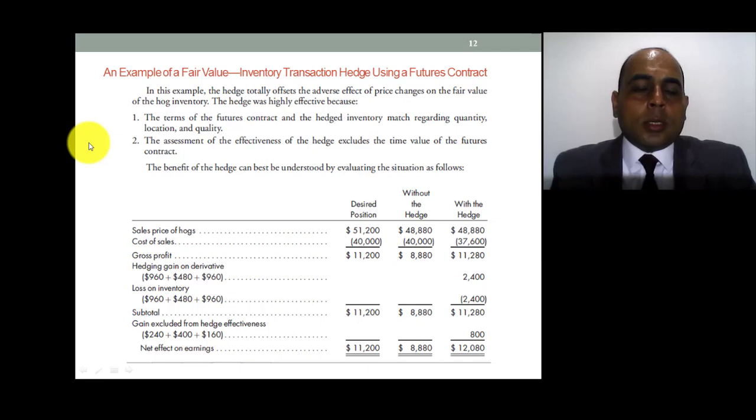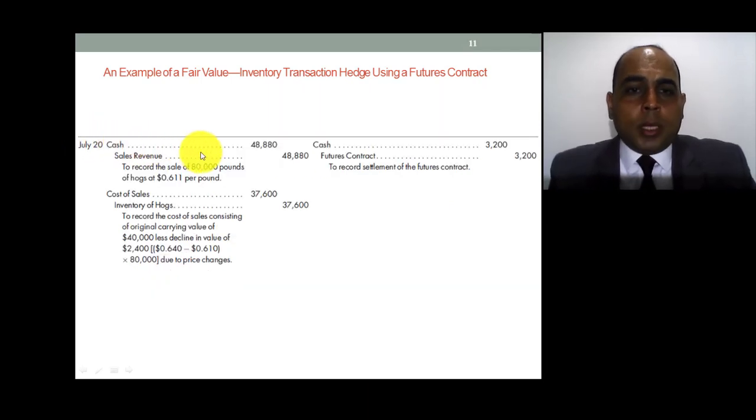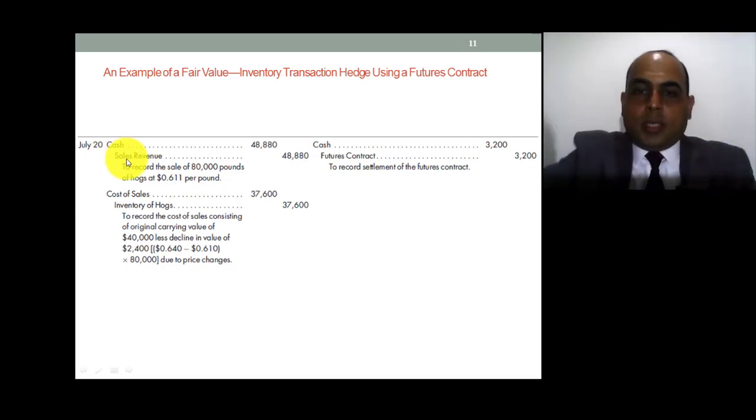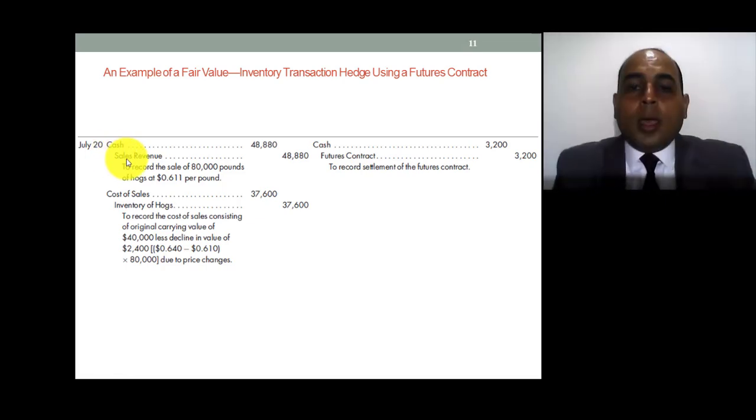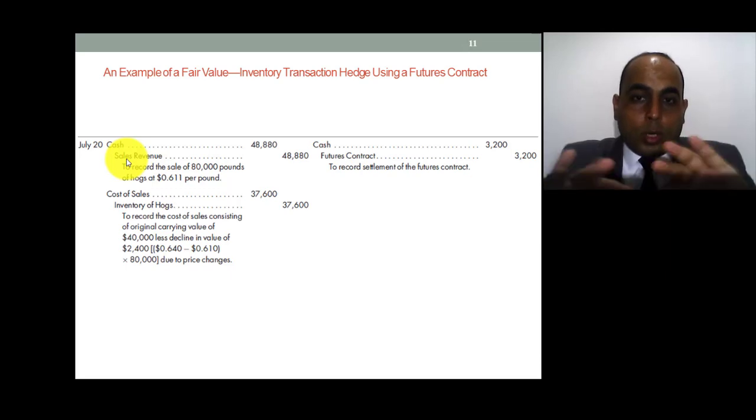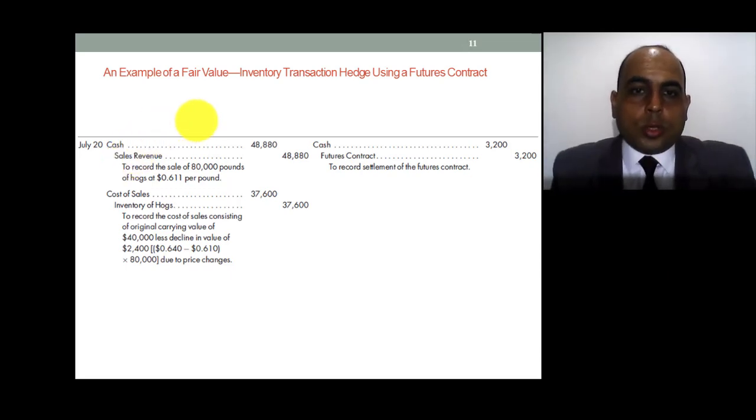How will we record it? Cash will be debited by 48,880. The amount is 80,000 pounds multiplied by 0.611. So in total, we will receive 48,880 because we sold our inventory on July 20, 5 days later, on settling the future contract. Here we are talking about a separate transaction. We sold it for 48,880.